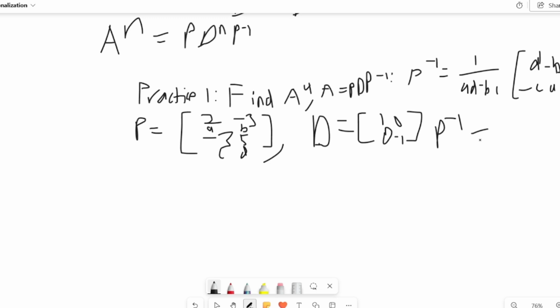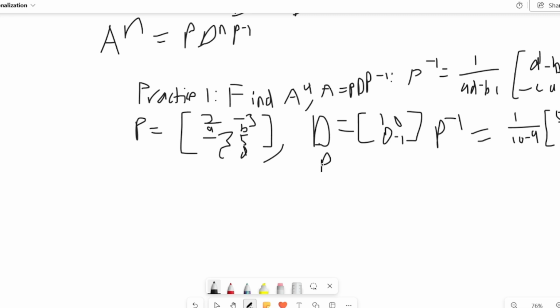So this will be 1 over 10 minus 9. That means we're not going to need to apply a multiplier since this is 1. And then we're flipping 2 and 5, so we get 5 and 2 here. And then we make the negatives positive for the 3's. Now we're ready to do the diagonalization.